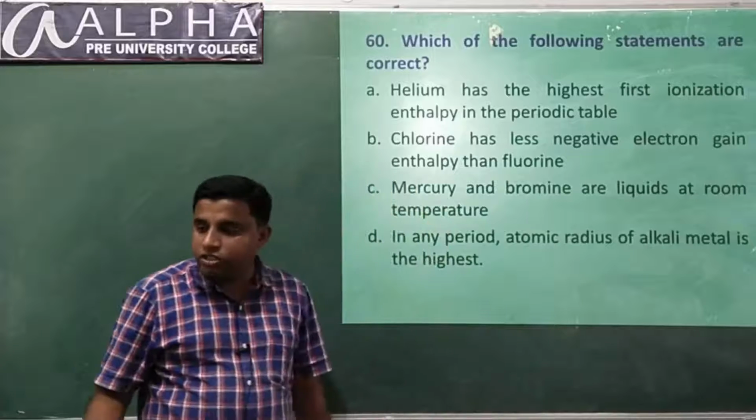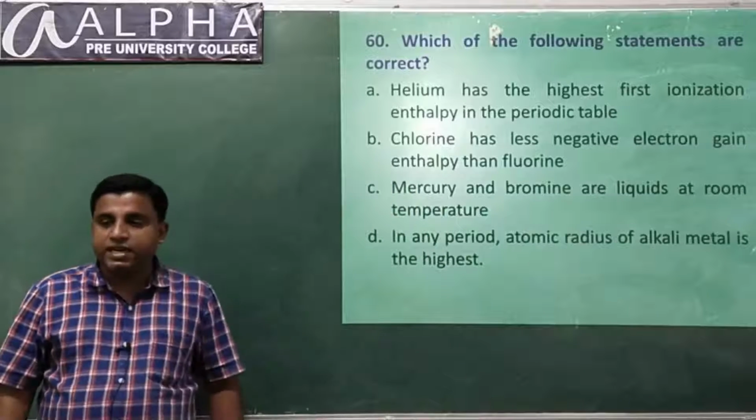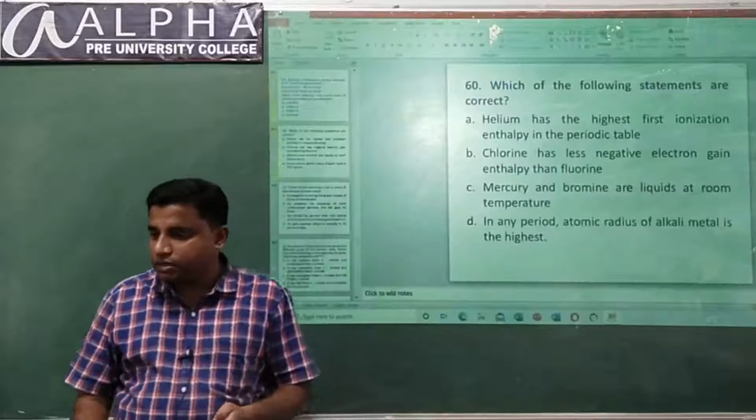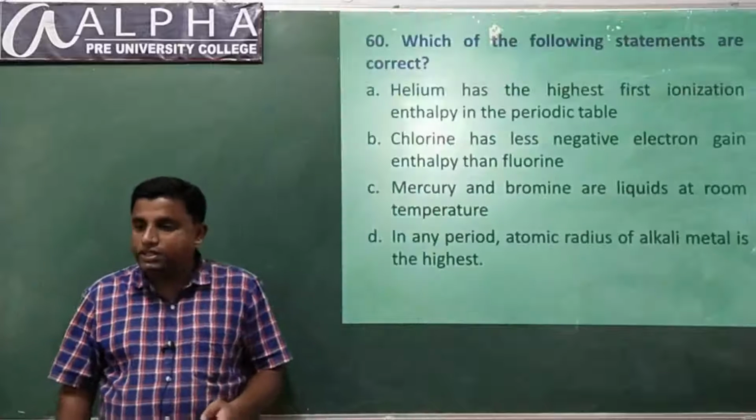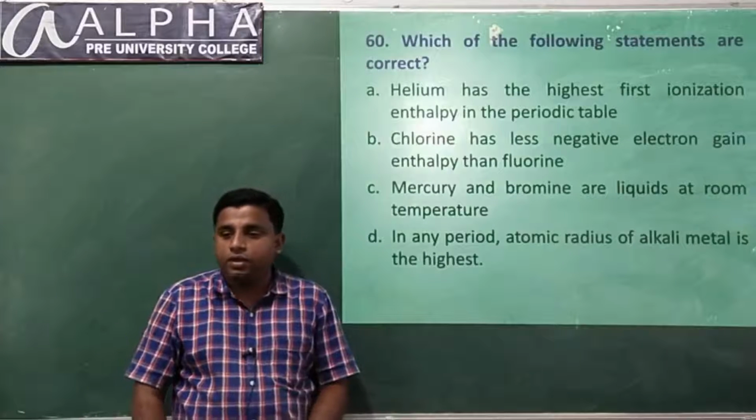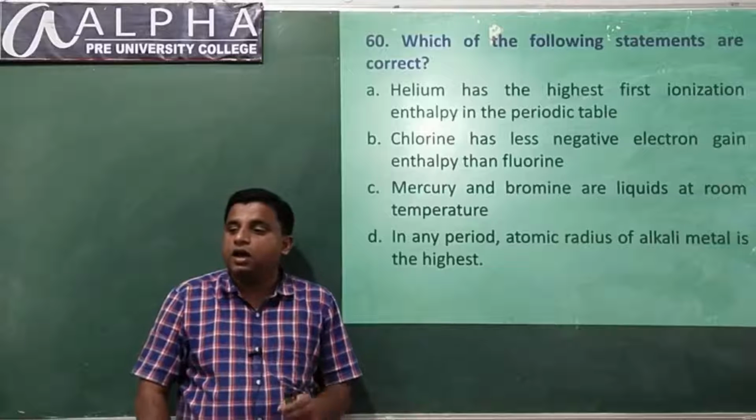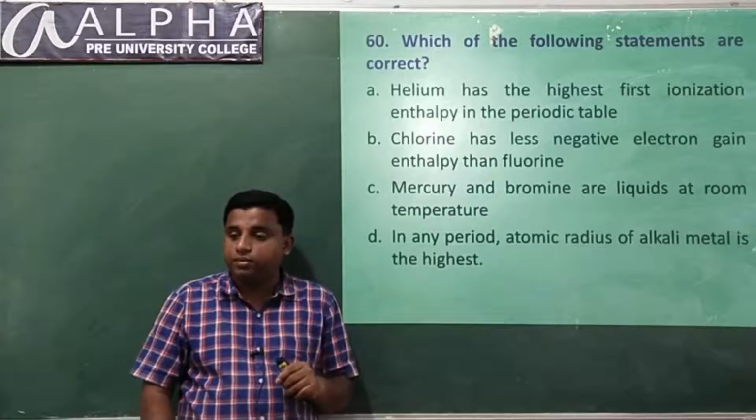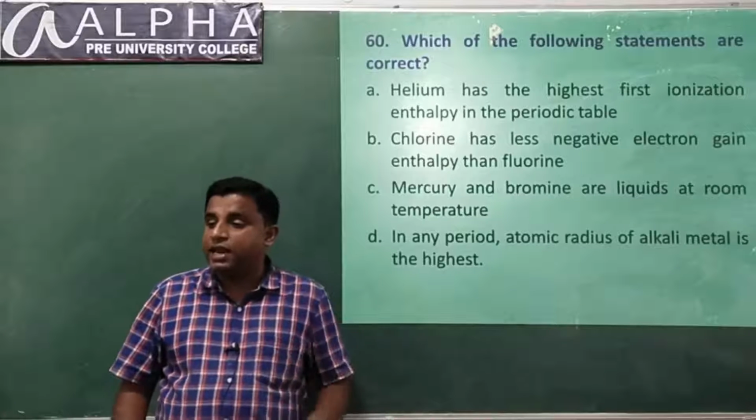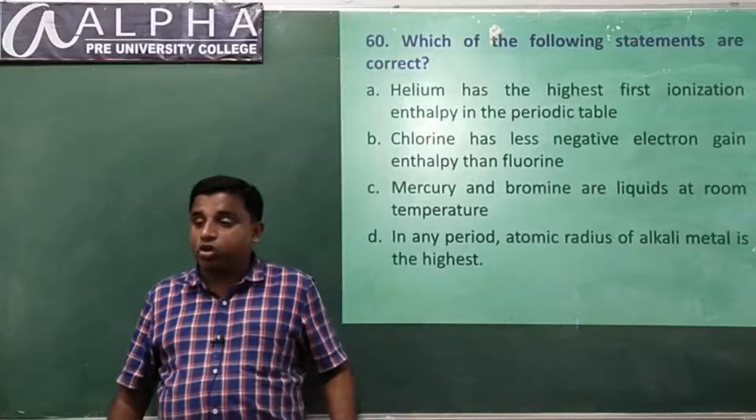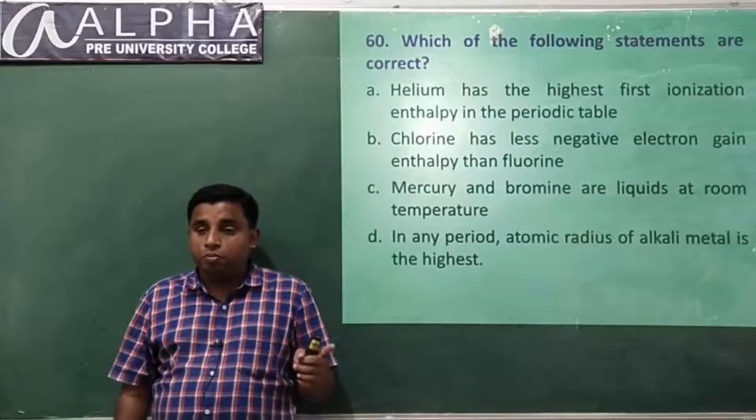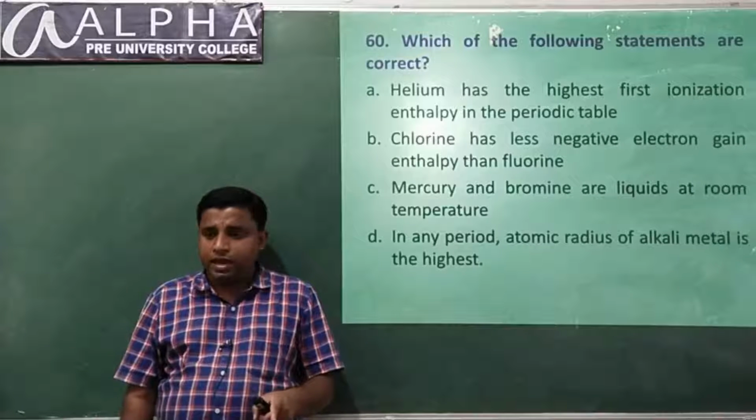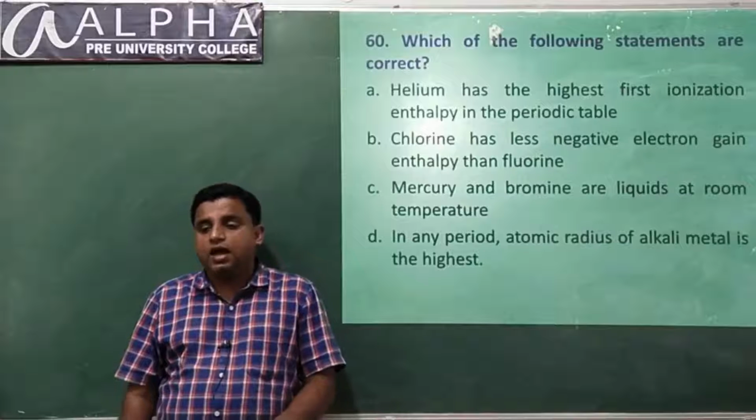Next question says, which of the following statements are correct? Option A: Helium has the highest first ionization enthalpy in the periodic table. Option B: Chlorine has less negative electron gain enthalpy than fluorine. Option C: Mercury and bromine are liquids at room temperature. Option D: In any period, atomic radius of alkali metals is the highest.